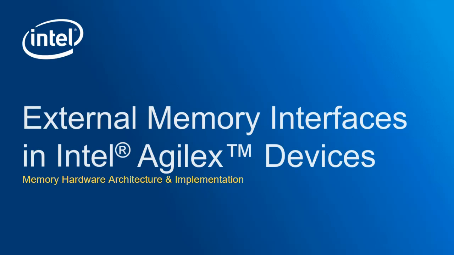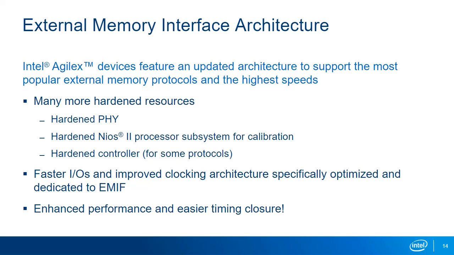Now let's take a look at the unique architectural features of Intel Agilex devices that are used to implement external memory interfaces. Compared to older device families, the I/O and memory hardware architecture in Intel Agilex devices is completely different. The biggest difference is that most of the interface resources are hardened. Previous families used a mixture of hard and soft logic resources to implement an interface.